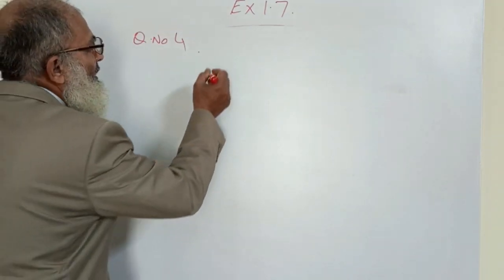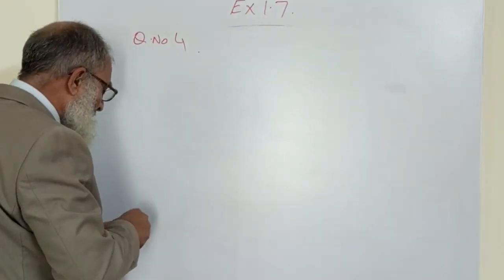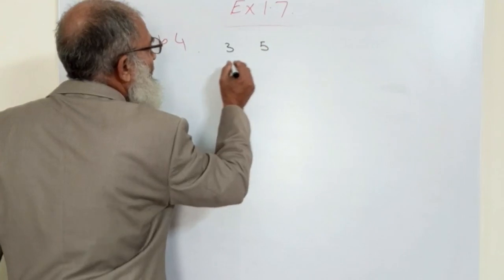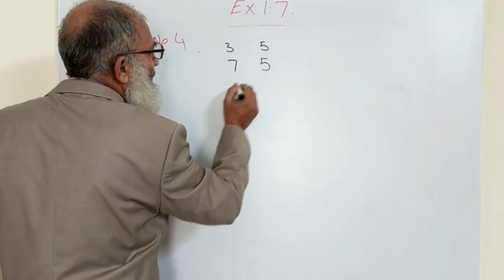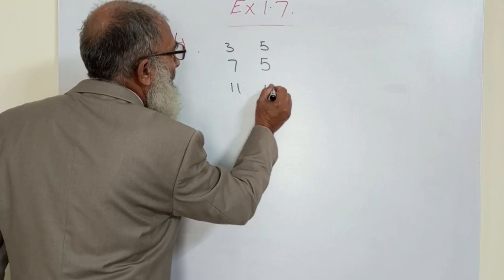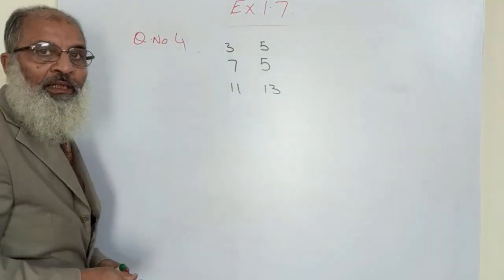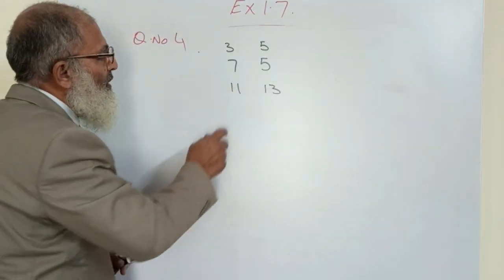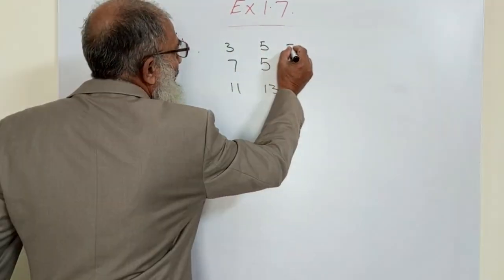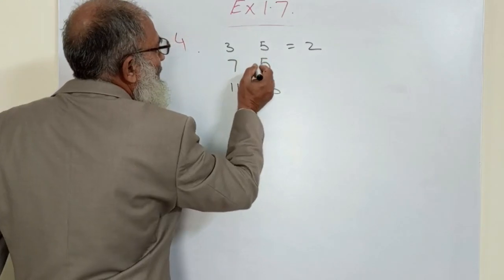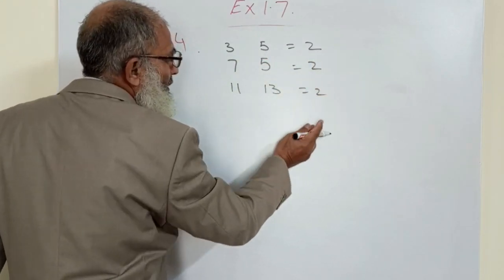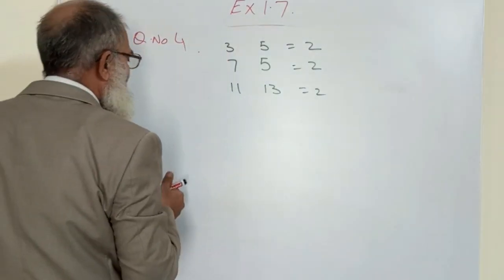For example, 3 and 5, 5 and 7, and maybe 11 and 13. So these are all twin prime numbers. You can see the difference between the two is 2. The difference is 2. The difference is again 2. And the difference is again 2. So these are twin prime numbers.